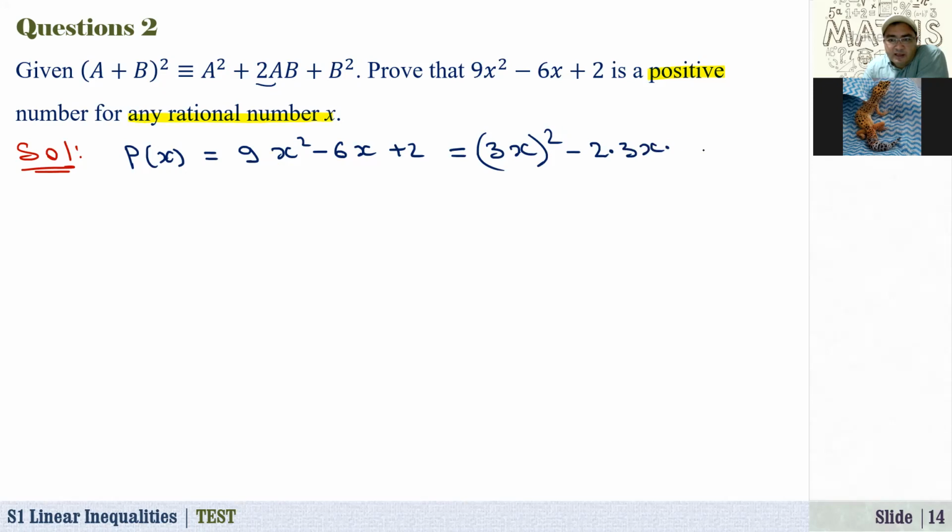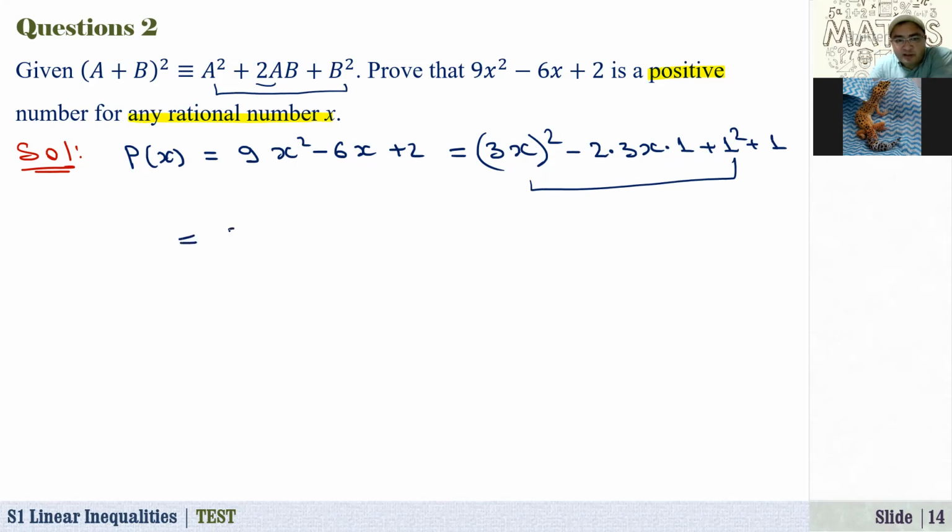3x times, and I can just write here 1. I'm just doing very simple algebraic manipulation. And I need 1 squared here, and also 1, because I had just written 2 as 1 squared plus 1, because 1 squared plus 1 is 2. Now, if you just look at the first 3 terms, right, it's very similar to this expression: 3x squared minus 2 times 3x times 1 plus 1 squared. That is a squared minus 2ab plus b squared.